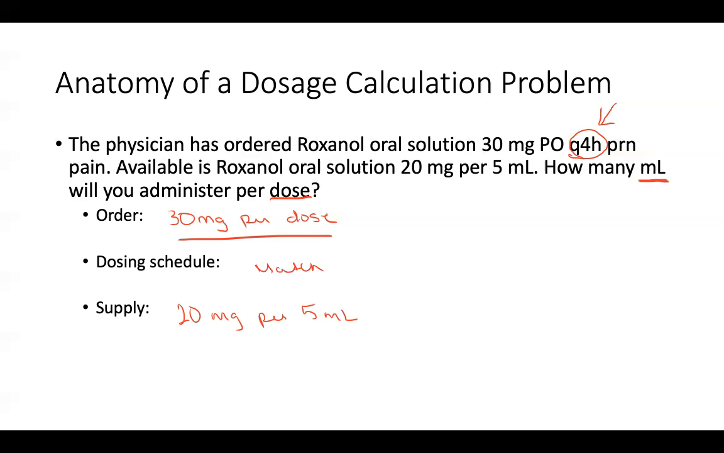Okay, and again, what I mean by that is the order is written per dose and the question is asking me to calculate an amount per dose. So it matches. And again, this will make more sense once we start solving the problem, but I always like to look at my problem first before I start solving it to get a feel for the information that I'm going to need in order to solve it. All right, so let's look at another one.